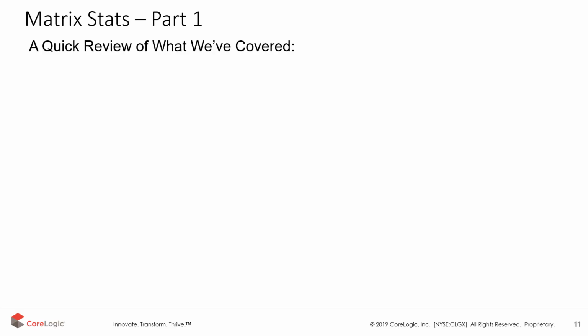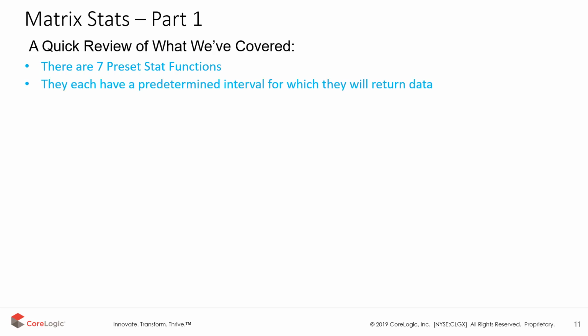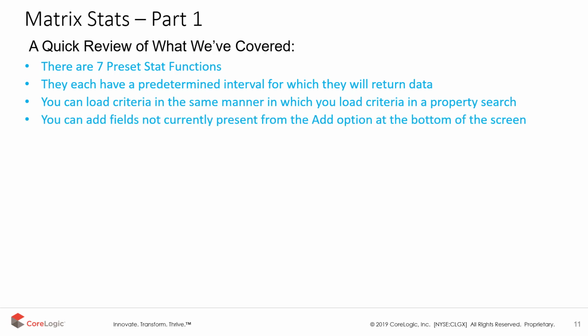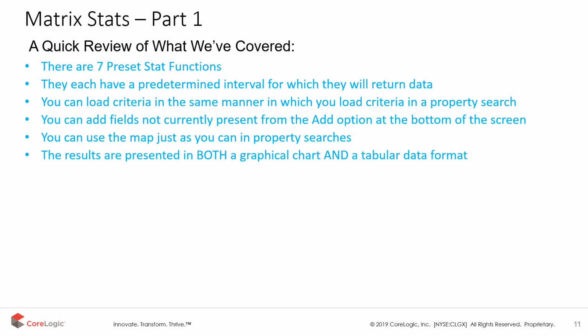Okay, let's do a quick review of what we've covered. There are 7 preset stat functions. They each have a predetermined interval for which they will return data. You can load criteria in the same manner in which you load criteria in a property search. You can add fields not currently present from the Add option at the bottom of the screen, just as in a property search. You can use the map, just as you can in property searches. The results are presented in both a graphical chart and a tabular data format.